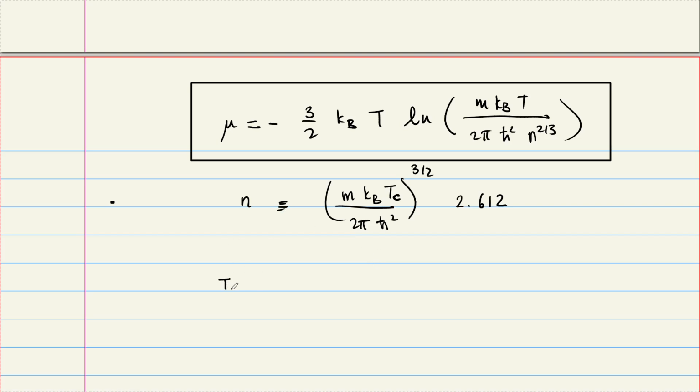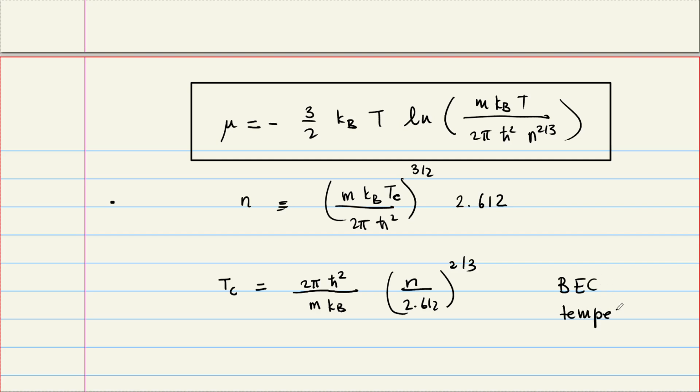And Tc is going to be 2 pi h bar squared over m kB, n over 2.612, to the power 2/3. So you can see the critical point goes with the 2/3 power of density. And this is what we call the BEC temperature.